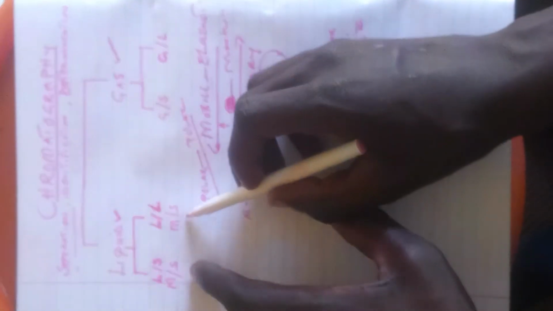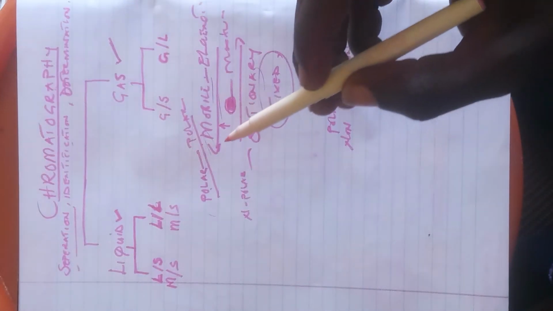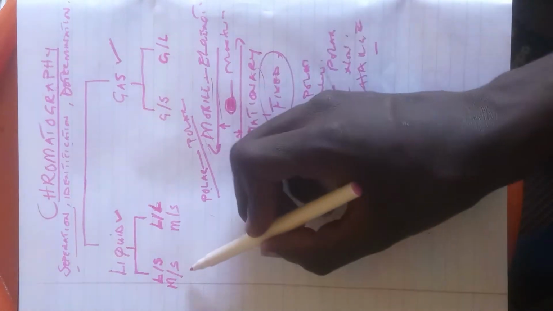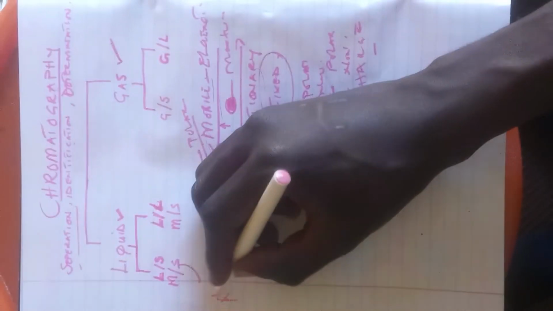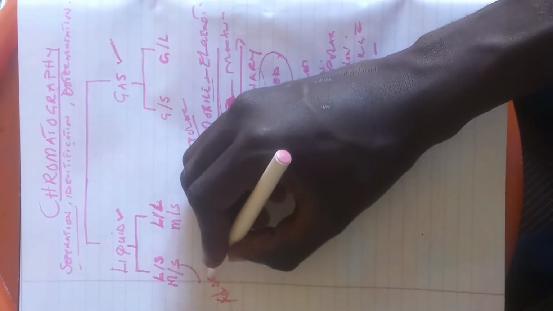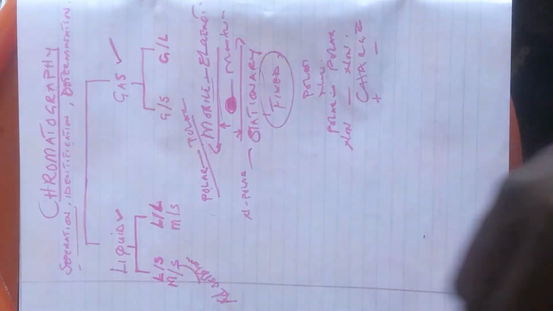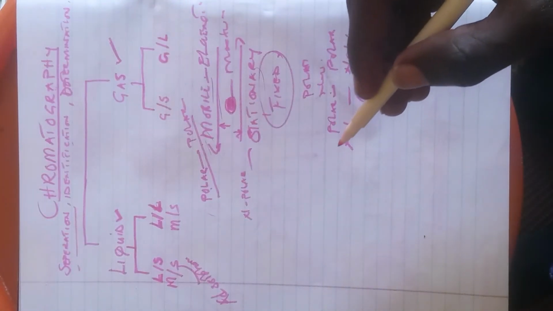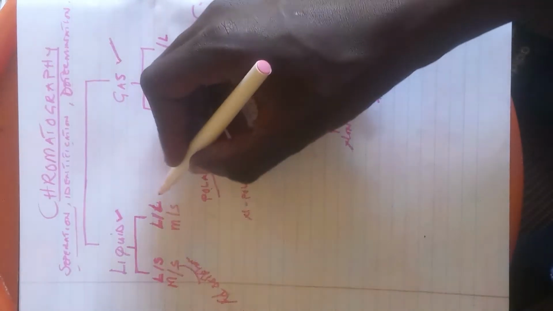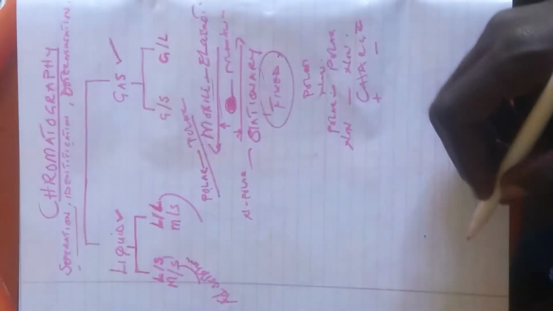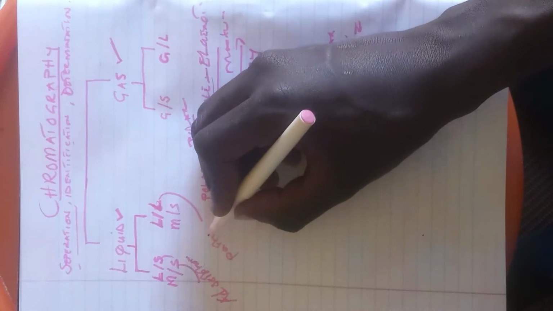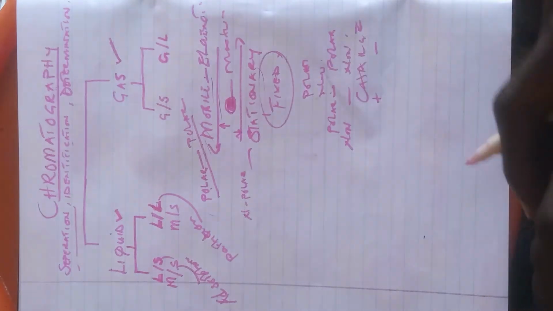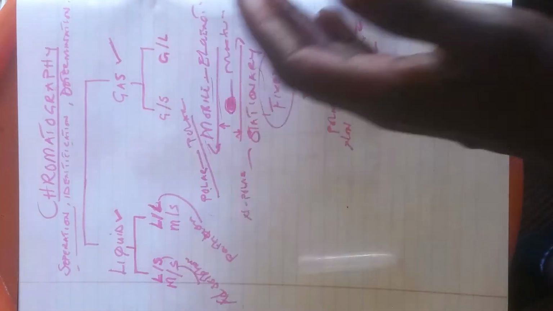And just based on these two types, again, we can talk of something else. When the stationary phase is solid, in a type of chromatography, we call that type of chromatography adsorption chromatography. And when the stationary phase is liquid, we call this type of chromatography partition chromatography. Partition chromatography.